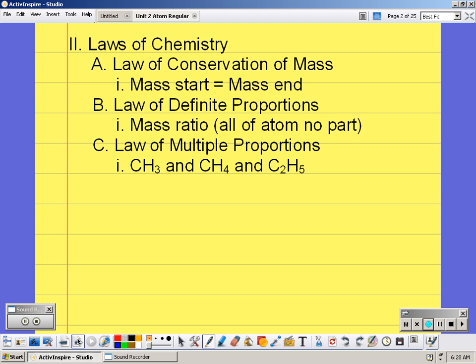The law of definite proportions just says that our atoms will bond completely. You can't have part of an atom in a bond. So our ratios are always whole numbers. The law of multiple proportions means you can take 2 elements and you can have different ratios. So carbon to hydrogen 1 to 3, or 1 to 4, or 2 to 5.